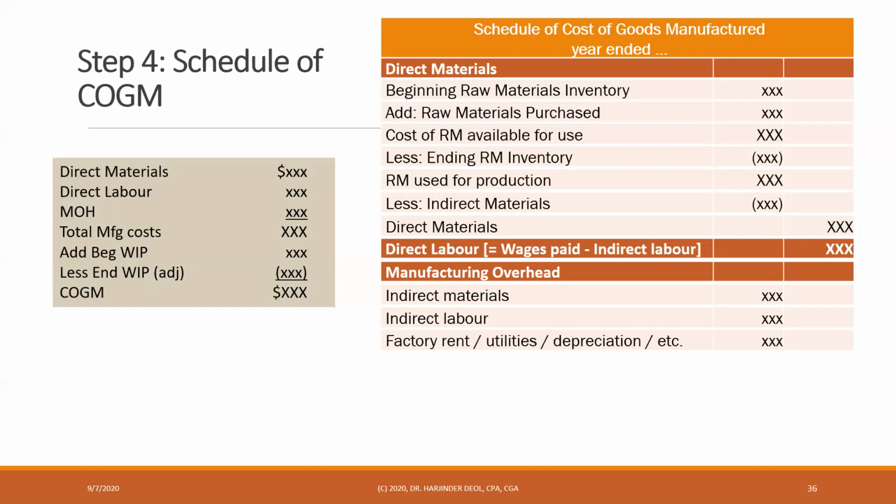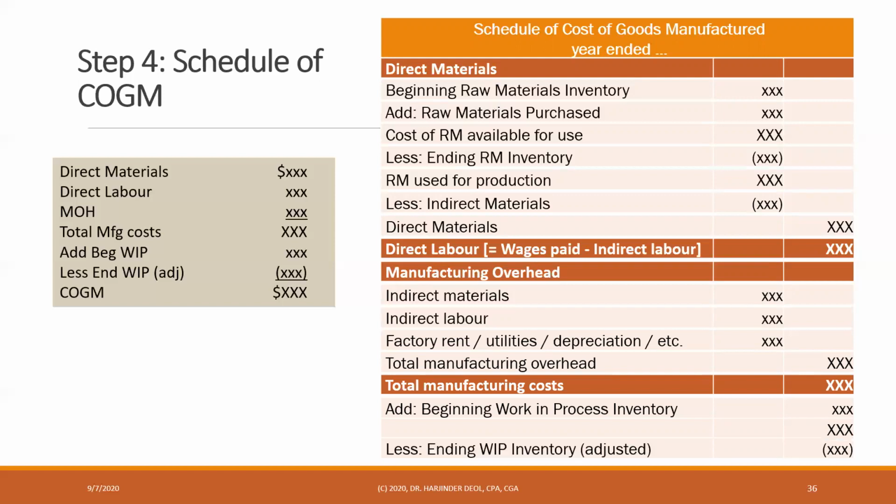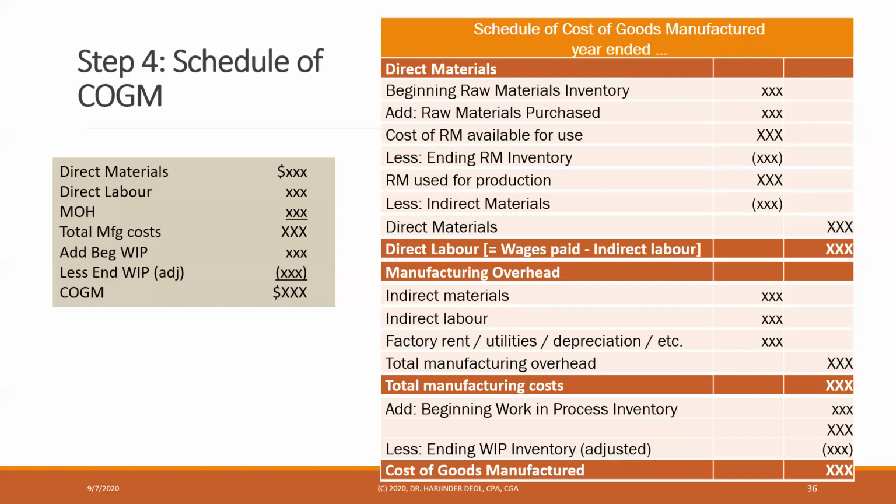Other manufacturing overhead costs incurred include factory rent, utilities, depreciation, and so on and so forth. You'll add all of those up to get total manufacturing overhead. Now, total cost of direct materials plus total cost of direct labor plus total cost of manufacturing overhead gives us total manufacturing costs. To this total manufacturing cost, you will add beginning work in process inventory and subtract the ending work in process inventory, the adjusted amount from the T account, to get cost of goods manufactured.